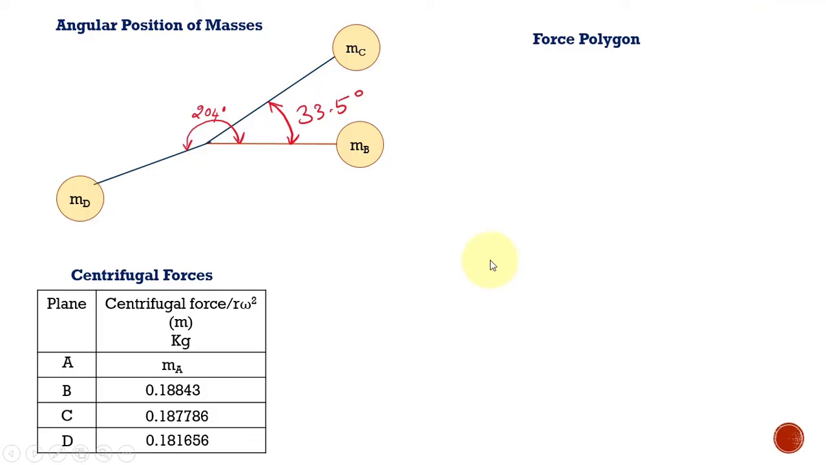Okay, so the first force is this one. Its corresponding value is 0.18843. In order to represent this value, I'm going to take a scale of 1 kilogram representing 40 centimeters. I need to multiply this value with 40 centimeters so that I can get the value that I have to take in my scale.